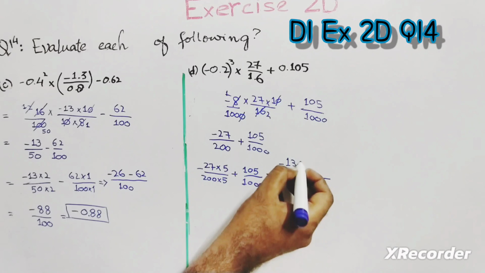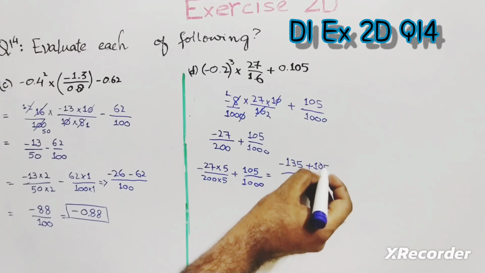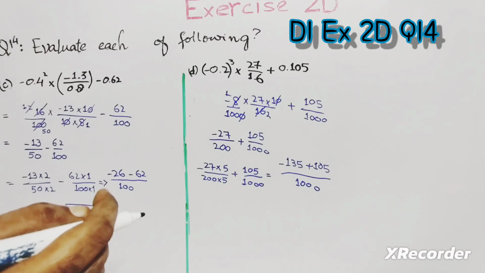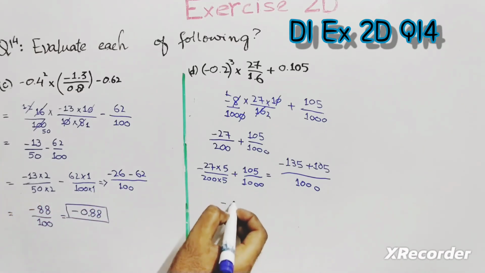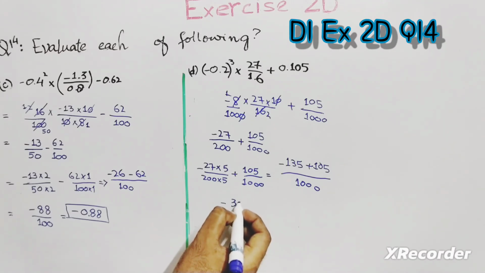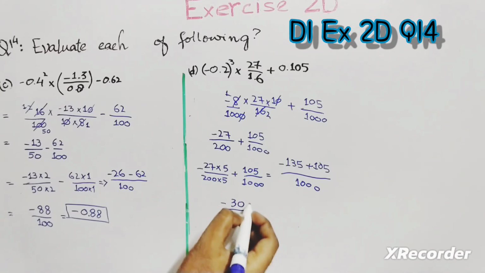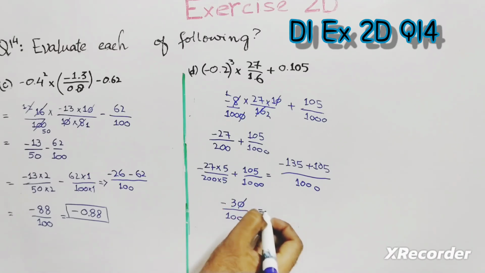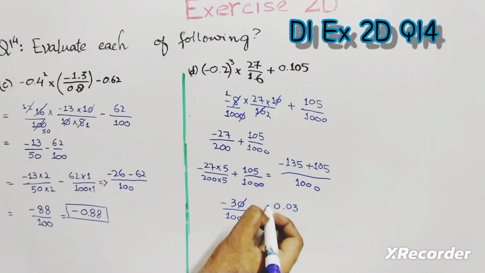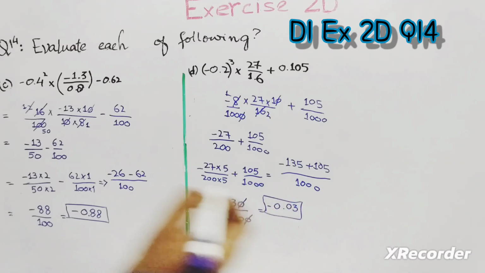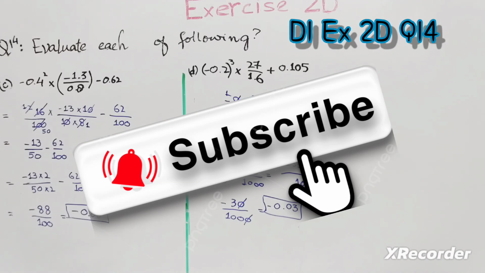Minus 135 plus 105. What we get is minus 30 upon 1000. We can cut this 0 with this 0. What we get is minus 0.03. That is our required answer. Hopefully you understand. Keep watching for more videos.